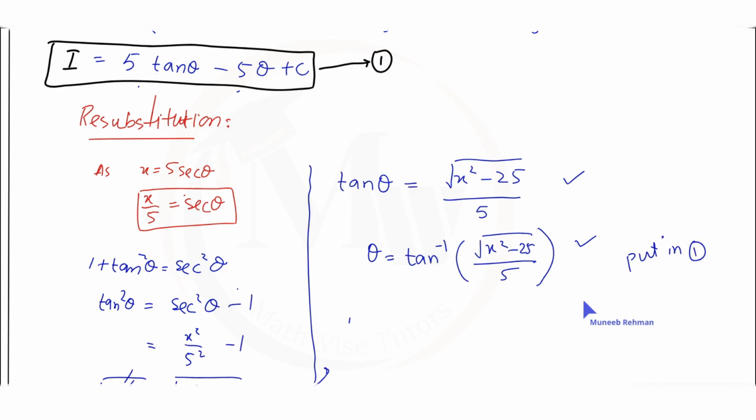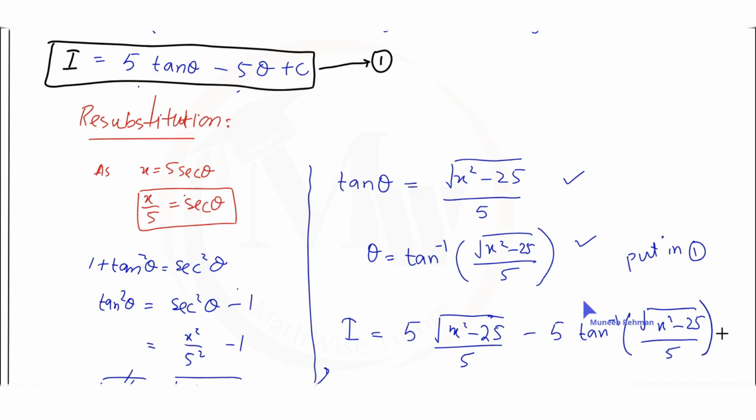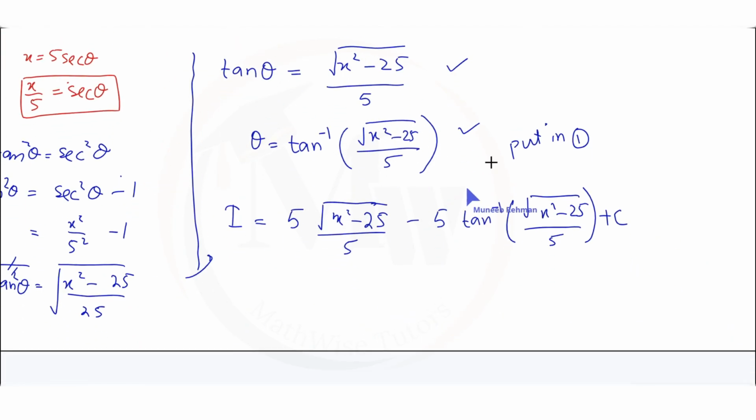The final answer that you have, I is equal to 5 times tan theta, which is square root of x square minus 25 over 5, minus 5 times theta, which is tan inverse of square root of x square minus 25 over 5, plus c, right? This is the final answer.